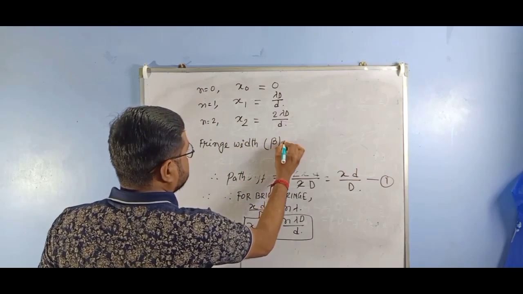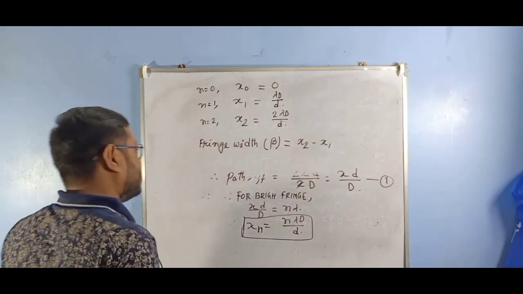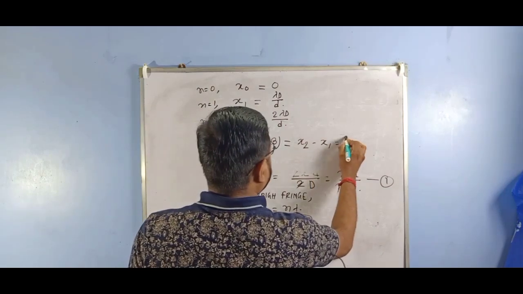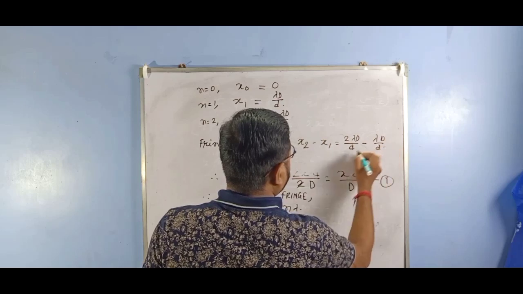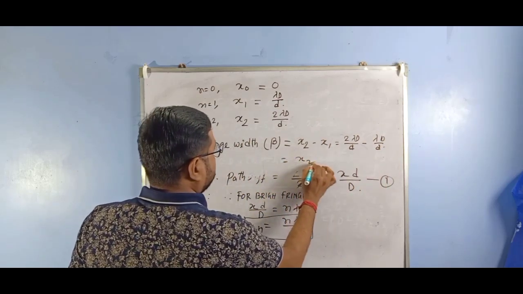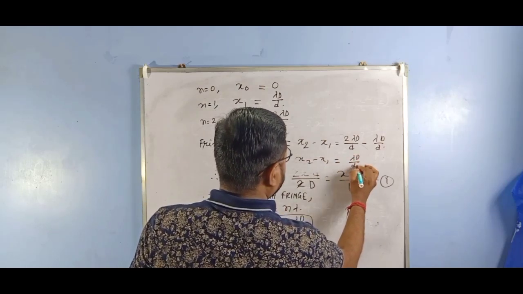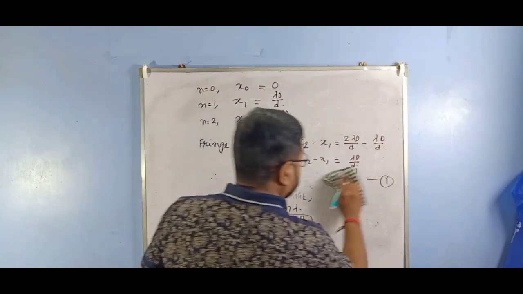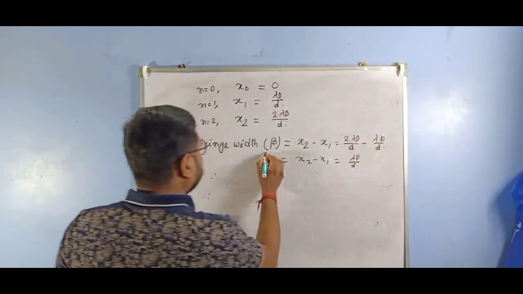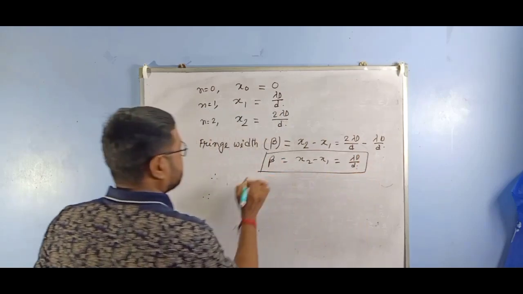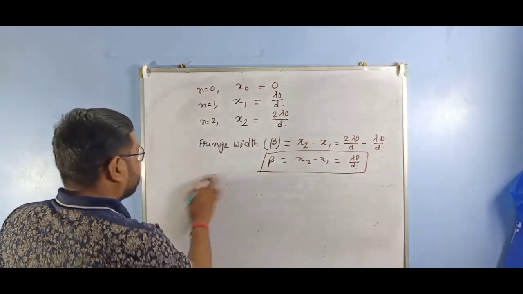So, fringe width, if we take it as beta in some books, is the difference between two successive bright bands, that is x2 minus x1, that is 2 lambda D by d minus lambda D by d. We get x2 minus x1, or beta, equal to lambda D by d. So the fringe width, the distance between two successive bright bands, is lambda D by d. This is for the bright band.